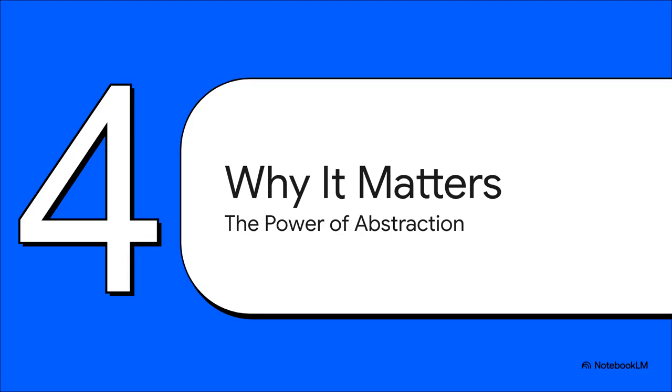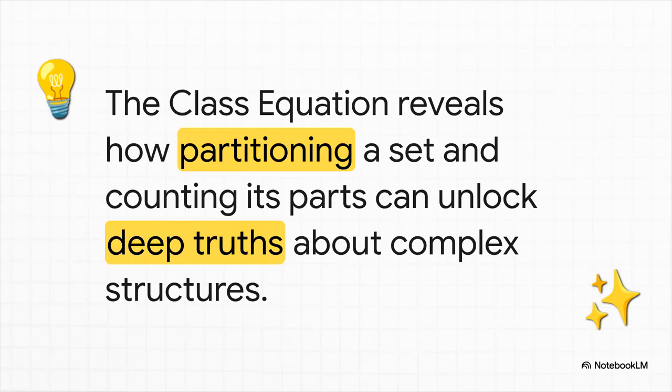So, after all that, what's the big picture? Why does this one little equation matter so much? Well, it really comes down to the power of abstraction. What the class equation really shows us is how a beautifully simple idea, just splitting a set up into families and counting the parts, can unlock these profound hidden truths about incredibly complex structures. It proves that our initial search for a map was the right one all along. By charting the group's landscape this way, we can navigate its hidden universe and actually discover its fundamental laws.